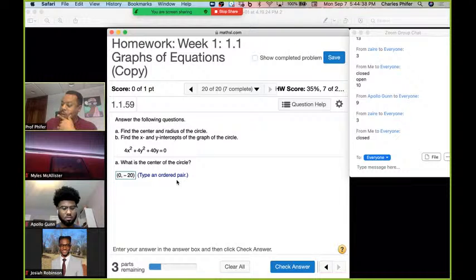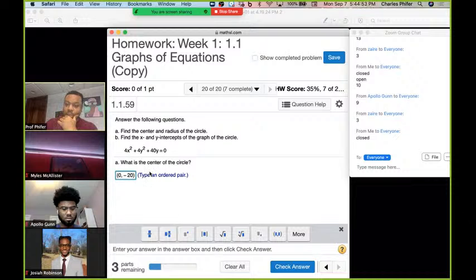Let me see if I'm trying to find an error somewhere. Did I type it wrong? Anybody see the error? I don't see it. Type an ordered pair. It might have something to do with the A, but I don't think it does. If we divide it, oh, okay, I see it. I forgot to divide by 4.